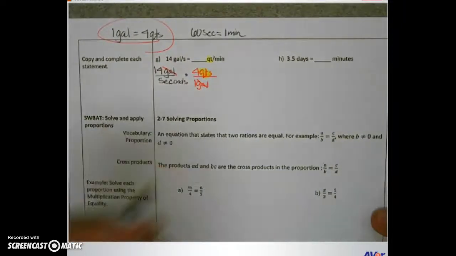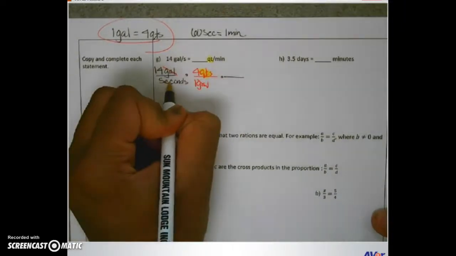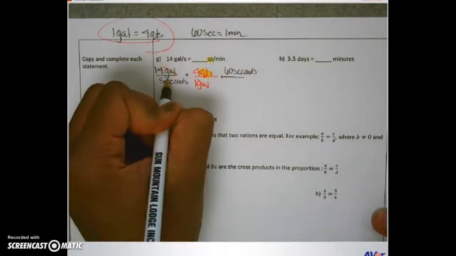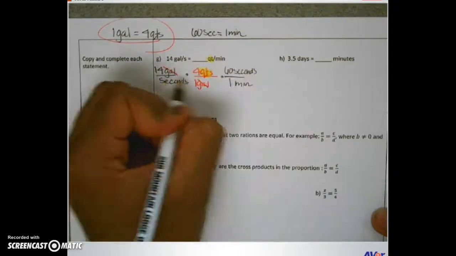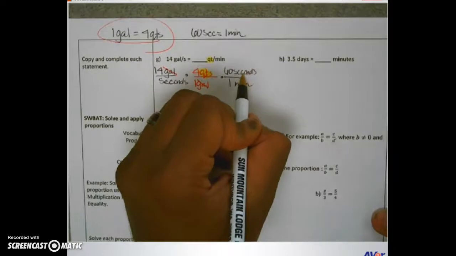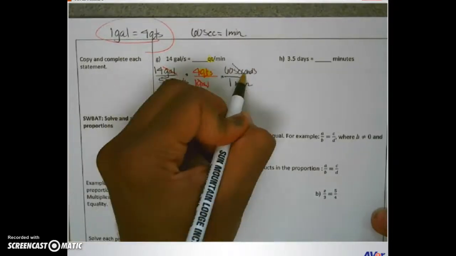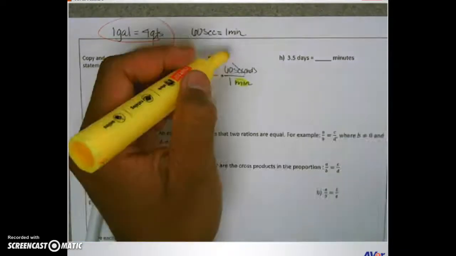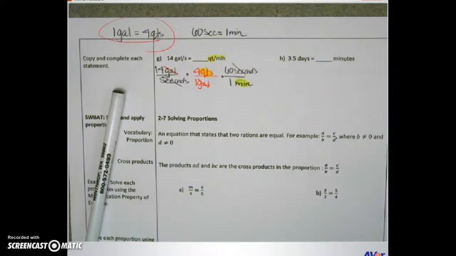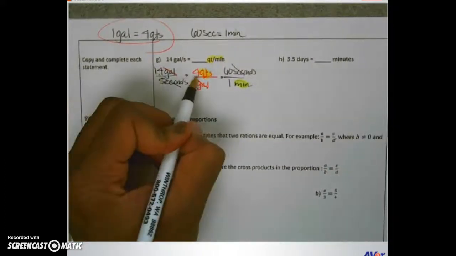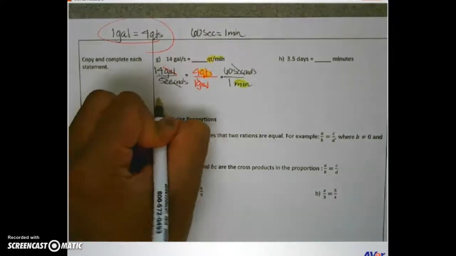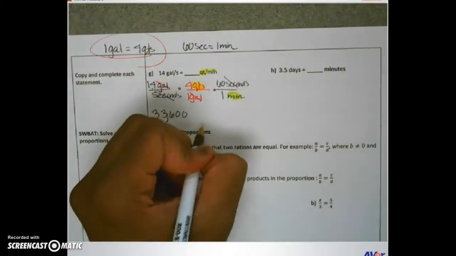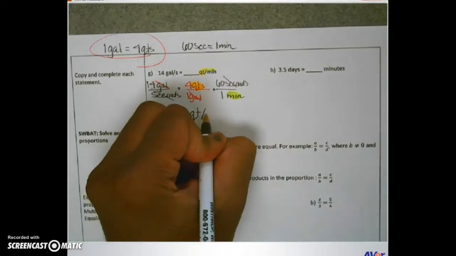Now I also know that I don't want to be in seconds. I know that there are 60 seconds in 1 minute. So now if these seconds are up top and these are on the bottom, then they can cancel out, which is what I needed. And what am I left with? Well, minutes are still there. Great. I needed the minutes to be in the bottom, and that's exactly where they are. Now you're going to use your calculator to multiply 14 times 4 times 60, and you will get 33,600. 33,600 what? Quarts per minute.